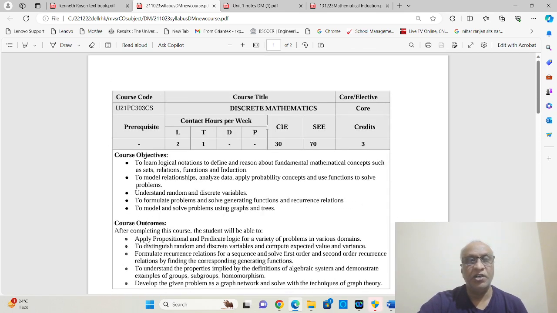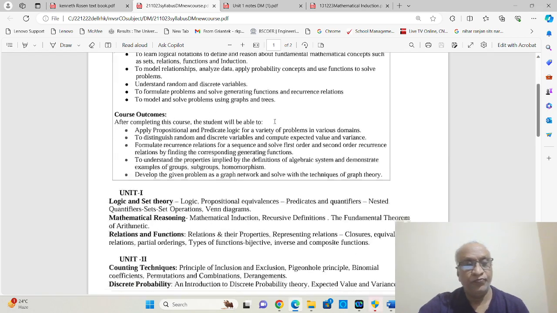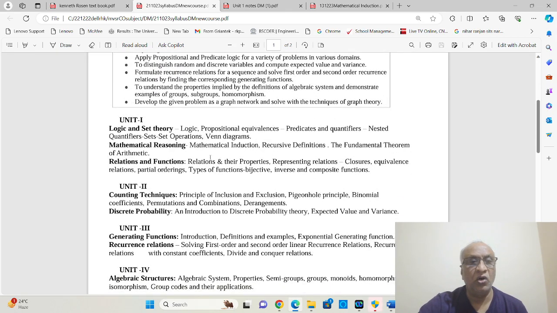Let us continue our discussion of the subject discrete mathematics. And today's topic under discussion is mathematical induction.